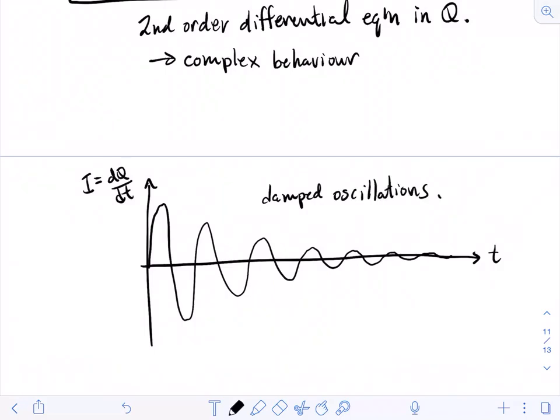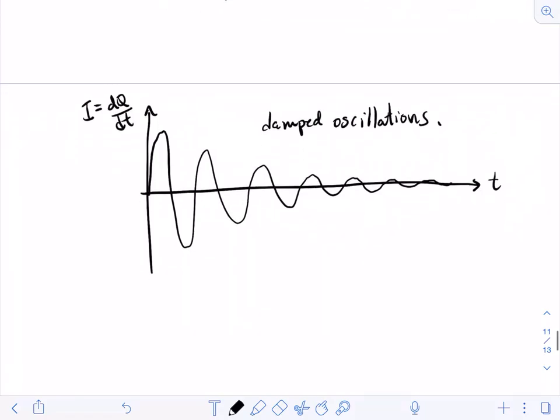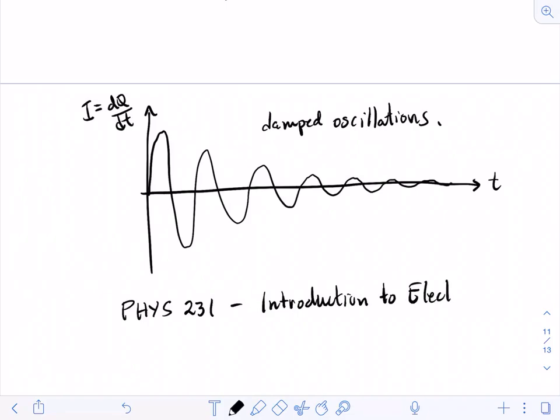I won't attempt to solve this here, but I'll just advertise that if you were to do a physics degree, one of the courses that you would take is Physics 231. If you're a first-year student, you would take that in your second year starting in September. This is Introduction to Electronics.